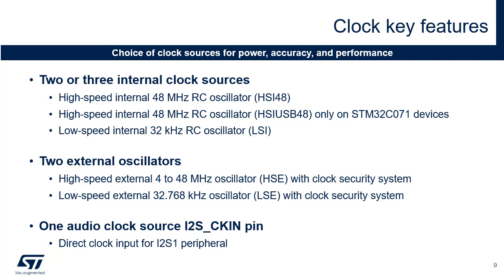Additionally, STM32C0 devices support 2 external oscillators for use with crystals or resonators. A high-speed external oscillator, HSE, ranging from 4 to 48 MHz, with clock security features, and a low-speed external 32.768 kHz oscillator, LSE, also with clock security. The I2SCKIN pin serves as a potential clock source for the I2S1 peripheral. While there is no PLL in STM32C0 devices, the HSI48 provides the maximum frequency and can be reduced with dividers.